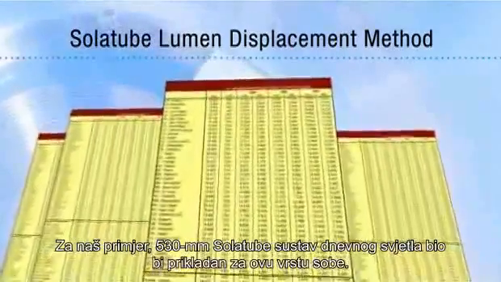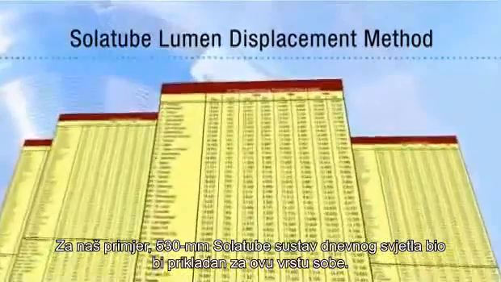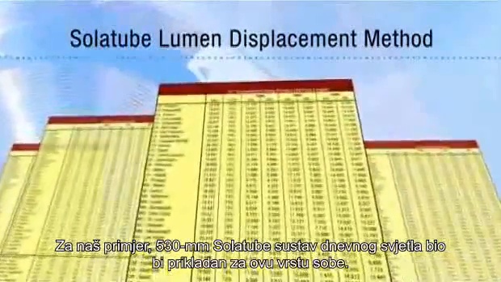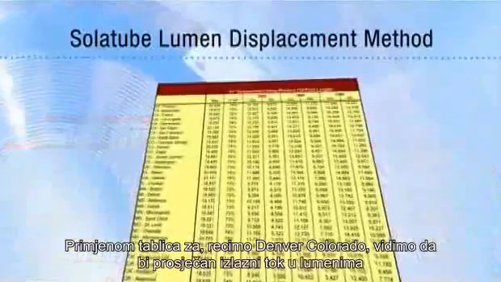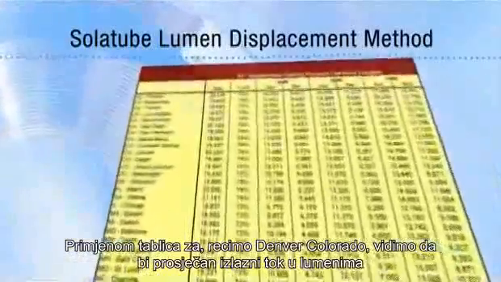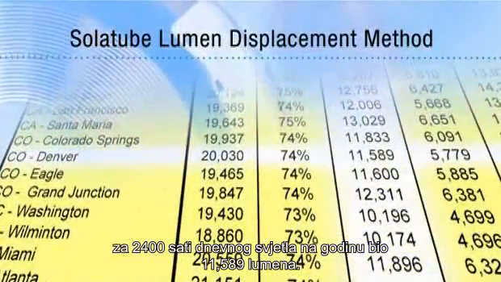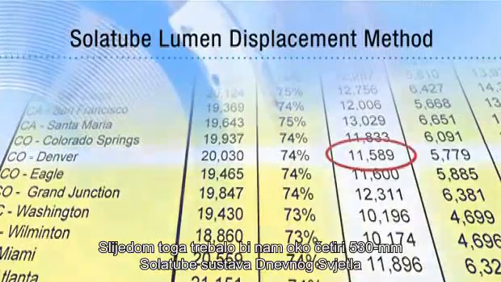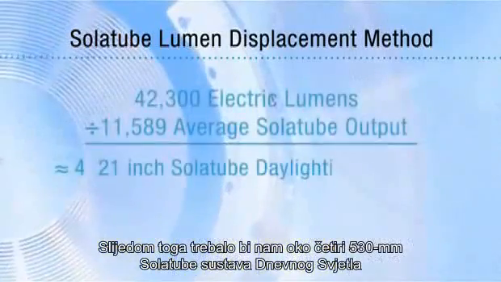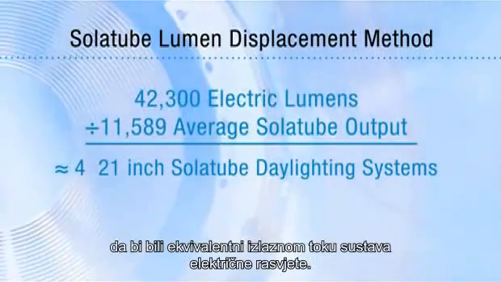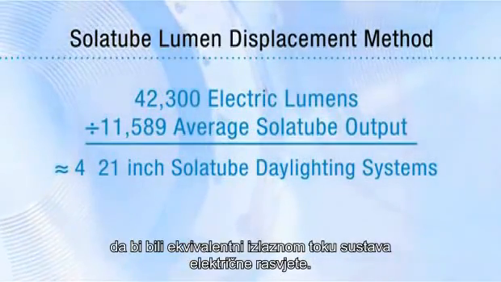For our example, a 21-inch Solatube daylighting system would be appropriate for this room type. Using the tables for, let's say, Denver, Colorado, we see that the average lumen output for 2,400 hours of daylight a year would be 11,589 lumens. Therefore, we would need about 4 21-inch Solatube daylighting systems to equal the light output of the electric lighting system.